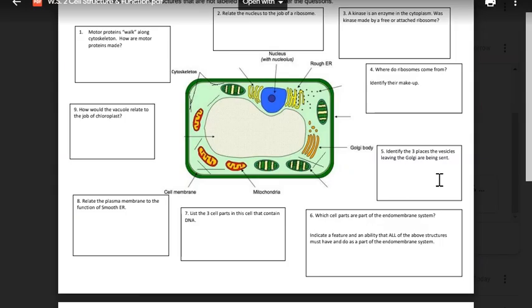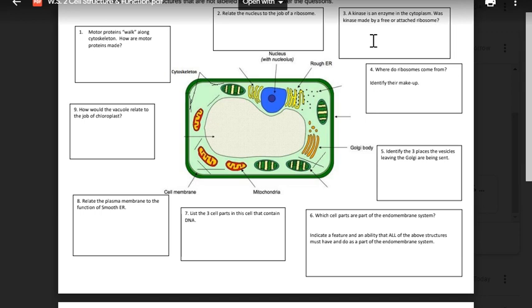All right, let's go to that worksheet real quick. Let's go to number 3. In lecture 4, I will teach you all about kinases. They're involved in signal transduction pathways. And at this point, you can know nothing about a kinase, but as soon as I tell you on number 3 that the kinase is an enzyme that's in the cytoplasm, was this kinase made by a free or an attached ribosome? You should be able to tell me that answer.